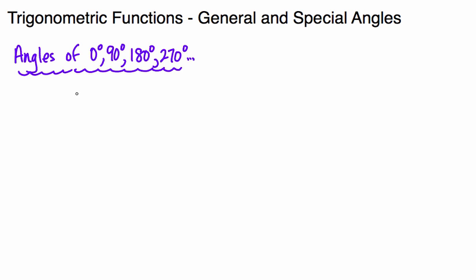Trig ratios and trig functions. Now we're going to take a look at general and special angles. And the first section of this is angles that are 0, 90, 180, 270, 360, etc. So to take a look at these, let's take a look at a circle.